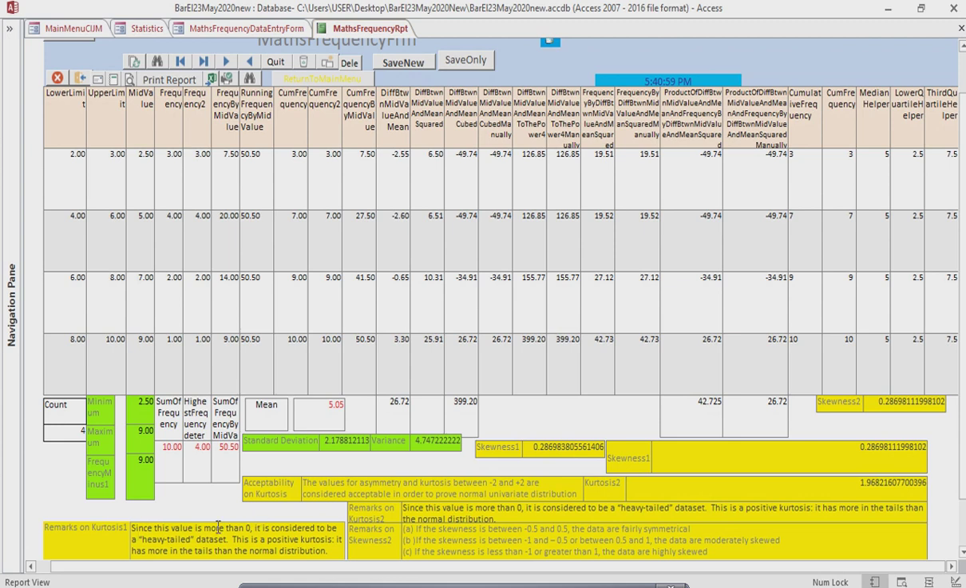Acceptability on kurtosis: the values for symmetry and kurtosis between -2 and +2 are considered acceptable. So you can see that this value is between -2 and +2, therefore it is acceptable in order to prove normal univariate distribution. So this one is acceptable.